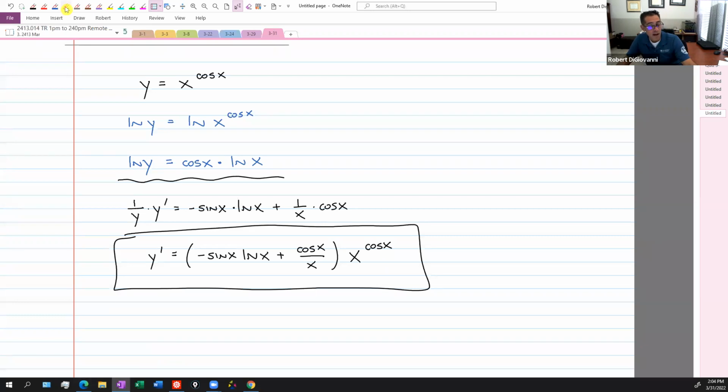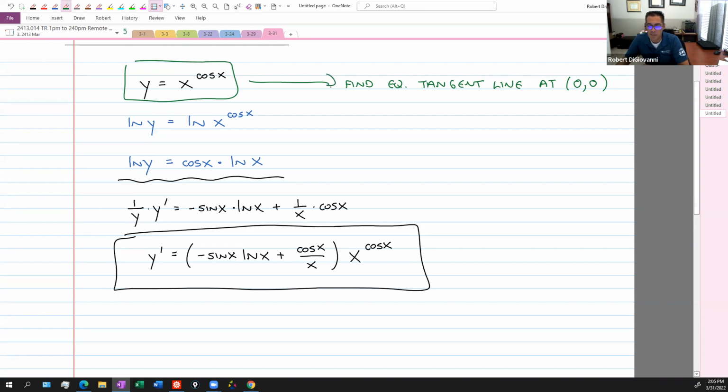I could ask you this question: find the equation of the tangent line at (0, 0). That's something I could ask you now, right? I give you this and say, find me the equation of the tangent line at that point. The first thing you'd have to do is find the derivative, wouldn't you? You find the derivative, here it is. Now you plug x equals 0 into this derivative, and that will give you the slope of the tangent line at that point.